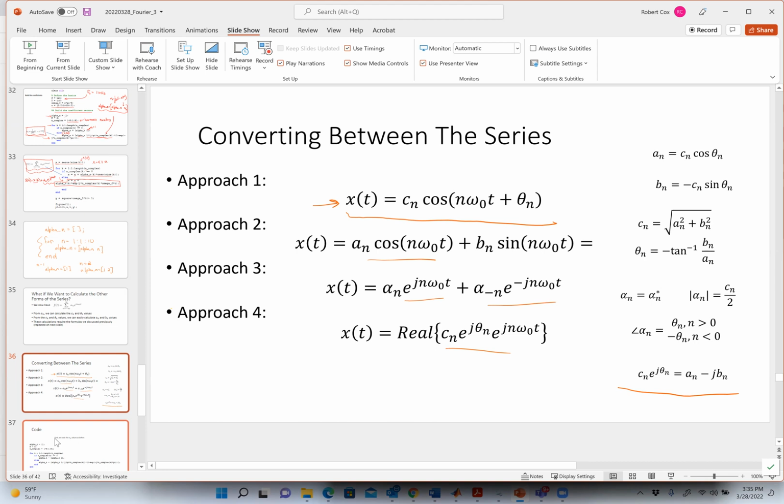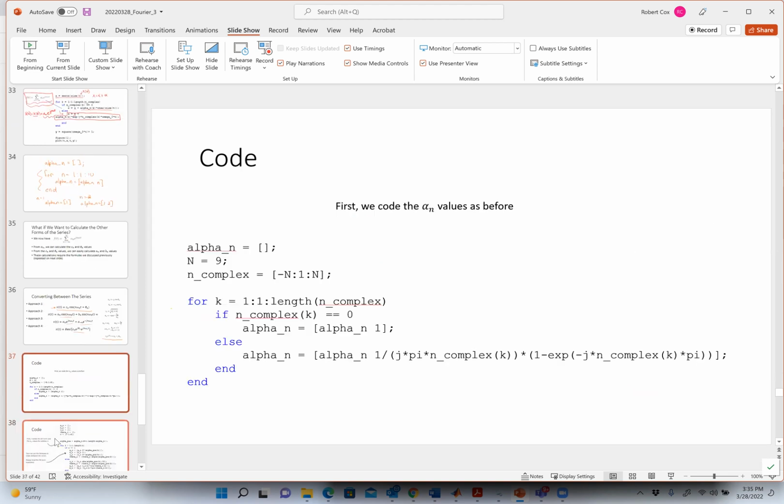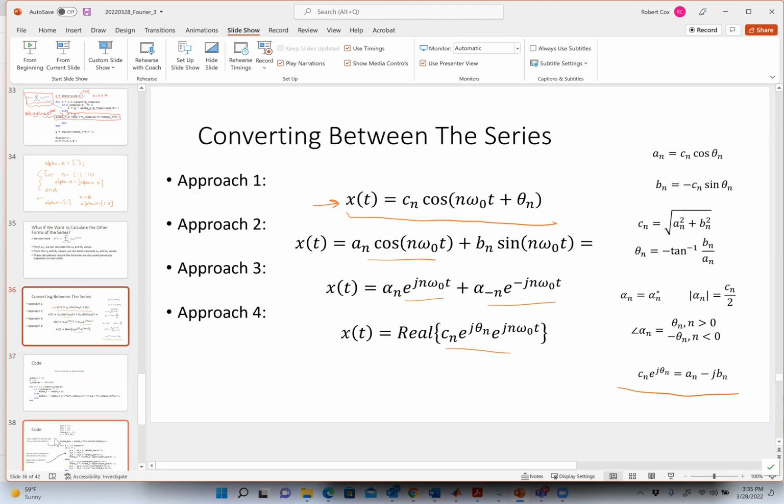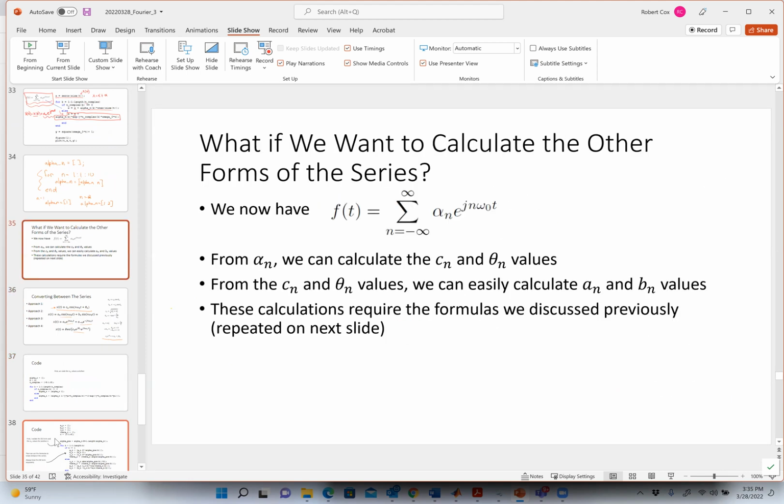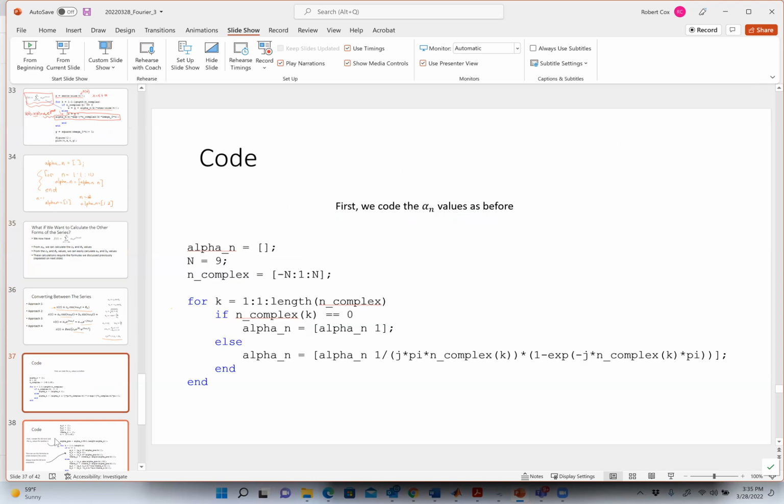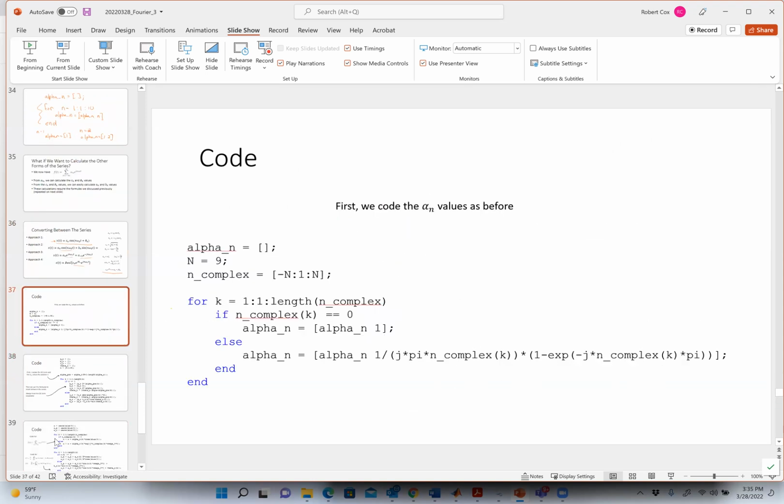Okay. So there's no sense in calculating. If I can get the alpha values by calculus, then it's just a matter of plugging into these formulas here to get the other ones, right? And that's basically what I'll ask you to do. So let's say I had the square wave, and I calculated the alpha values that I did, right? So I had alpha n equal to 1 over j n pi times 1 minus e to negative j n pi. So I had that whole thing there.